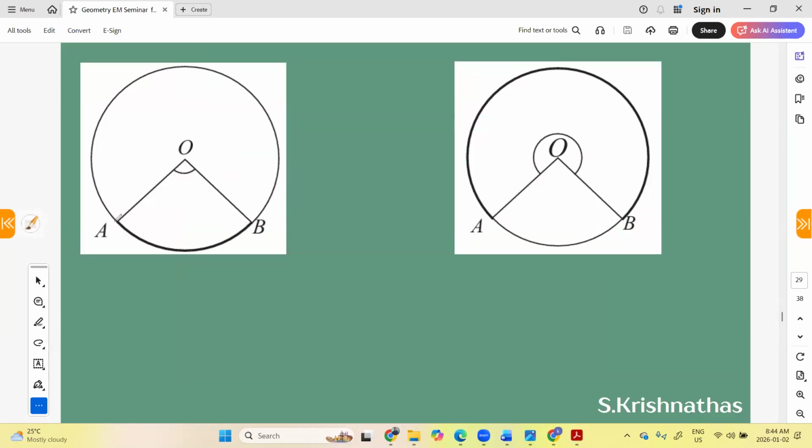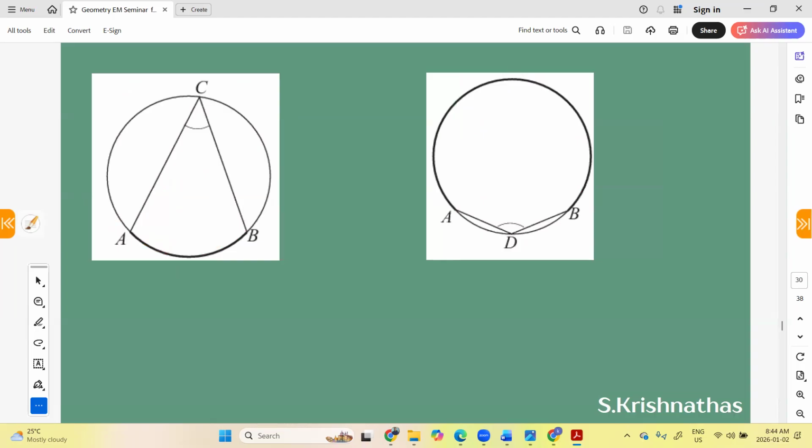Yes, student. What is this AB? The minor arc AB subtends angle theta at the center. This one, the major arc AB subtends angle theta at the center. One more time: the minor arc AB subtends angle at the center, and the major arc AB subtends angle at the center. Can you identify these two diagrams? Right, now the theorem.